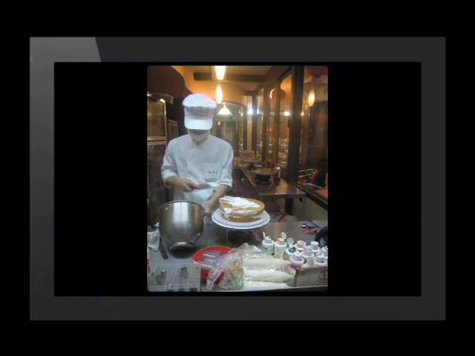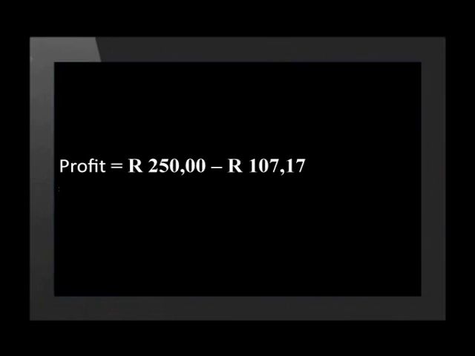After doing some market research, Mrs. Miles decided that she would sell her cakes at 250 Rand each. Thus, her selling price is 250 Rand. Her profit is equal to 250 minus 107 Rand and 17 cents. This is equal to 142 Rand and 83 cents.